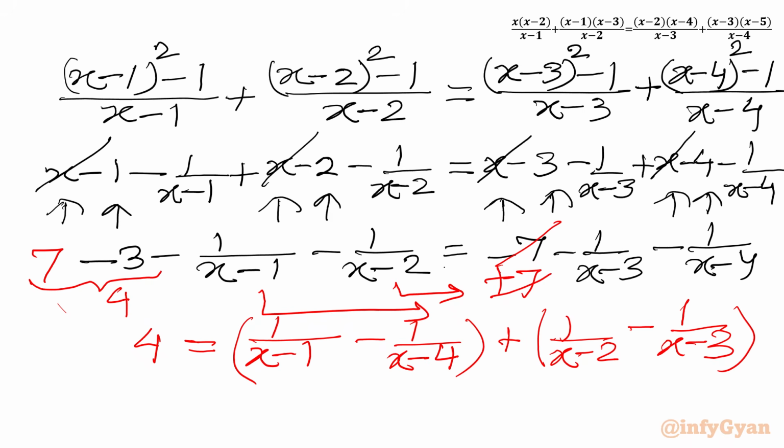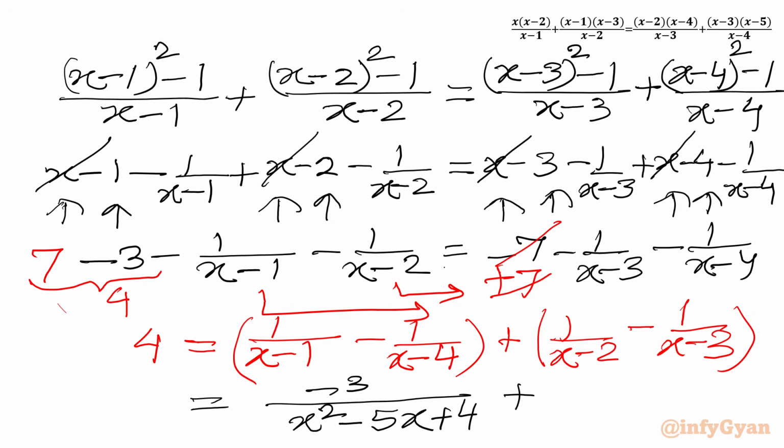We'll take LCM. We will get x minus 4 minus x plus 1. So minus 3 will be there in the numerator. In denominator we will multiply x minus 1 with x minus 4 and we'll get x square minus 5x plus 4. Plus x minus 3 minus x plus 2, minus 1 over x minus 2 times x minus 3 is x square minus 5x plus 6. Left hand side is 4.